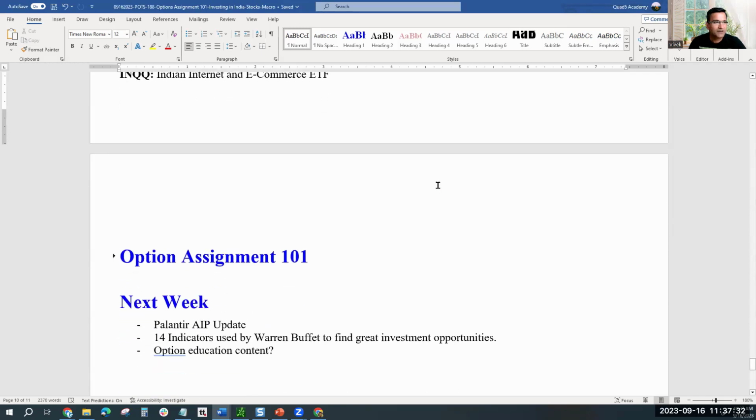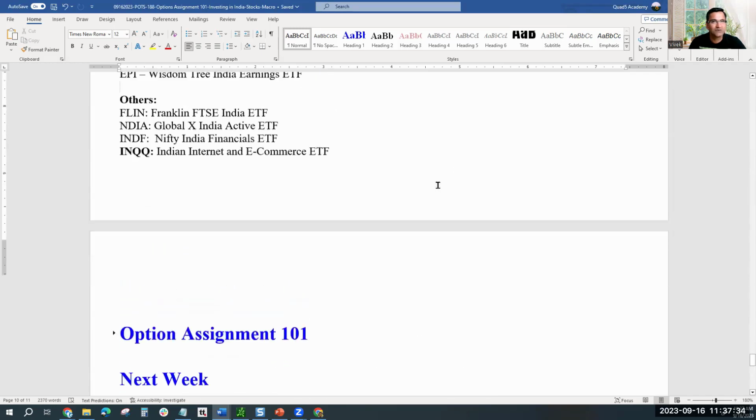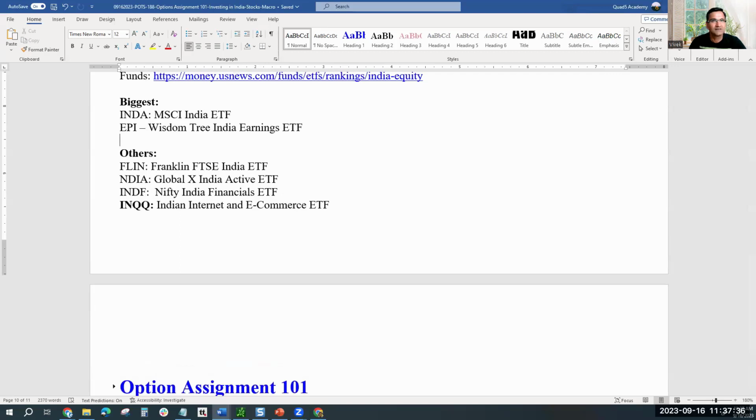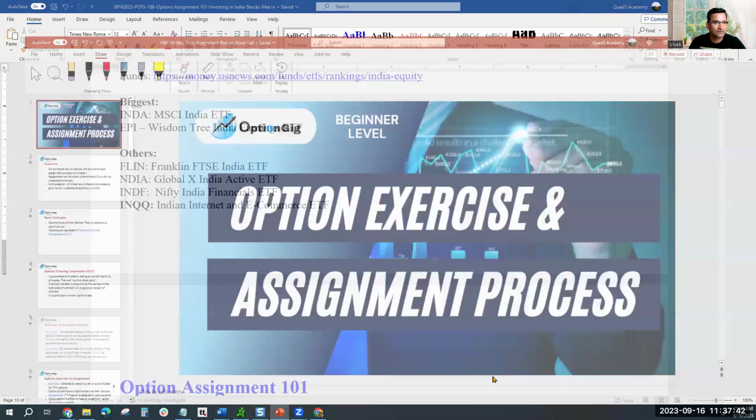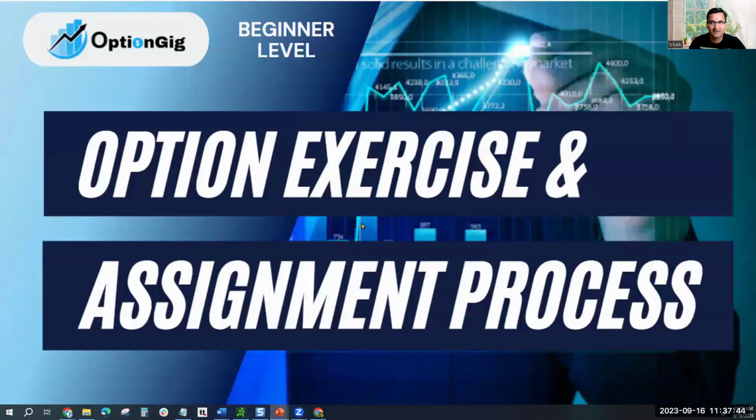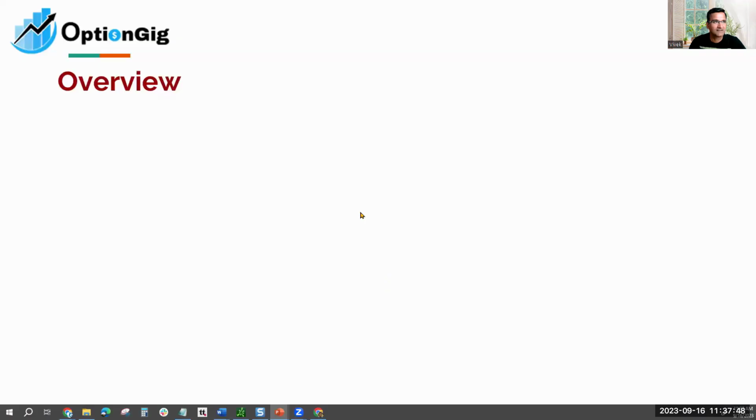All right, so let's jump into option assignment 101, how this process works, and what we should be able to watch out for in this process. We'll probably spend 30-45 minutes, and that will be the last session for today. Okay, so let's talk a little bit about the basics of options exercise and assignment, the process.